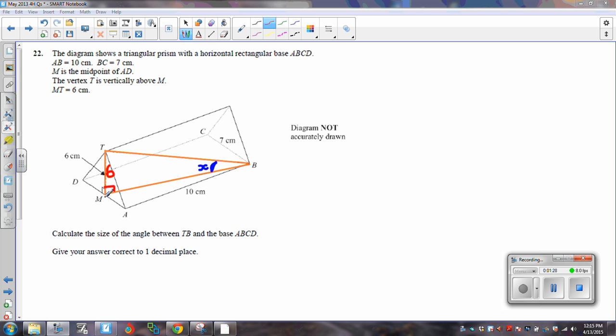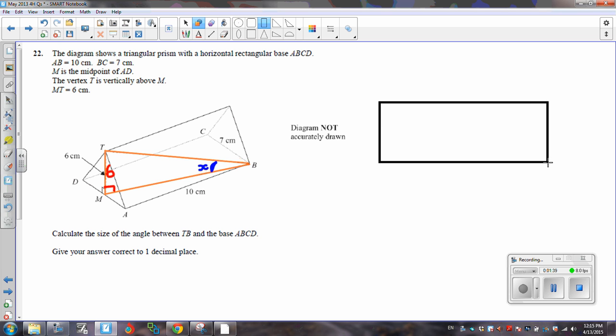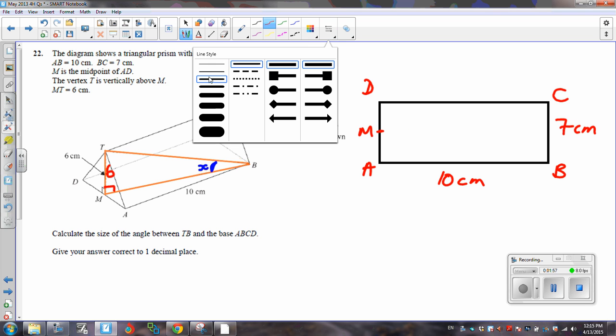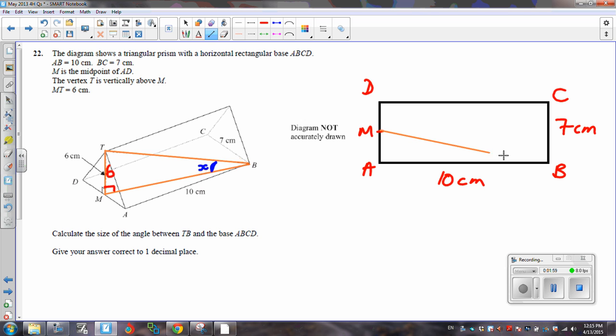Now it helps here if you think of this rectangle on the bottom as drawn from above. So I'm just going to draw that bottom rectangle from above. So it's going to look more like this. So there's my bottom rectangle. If I label it, there's A, there's B, there's C, and there's D. We know that this is 7 centimeters. We know that this is 10 centimeters. And we know that M is the midpoint, which is here. So we are trying to find the length that goes from M to B. So if we can find MB, that's this length here, then we can find this angle X.